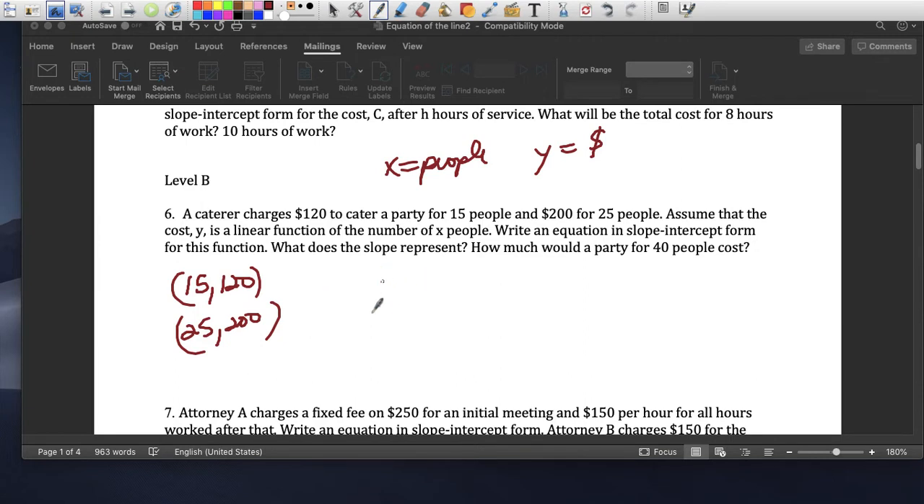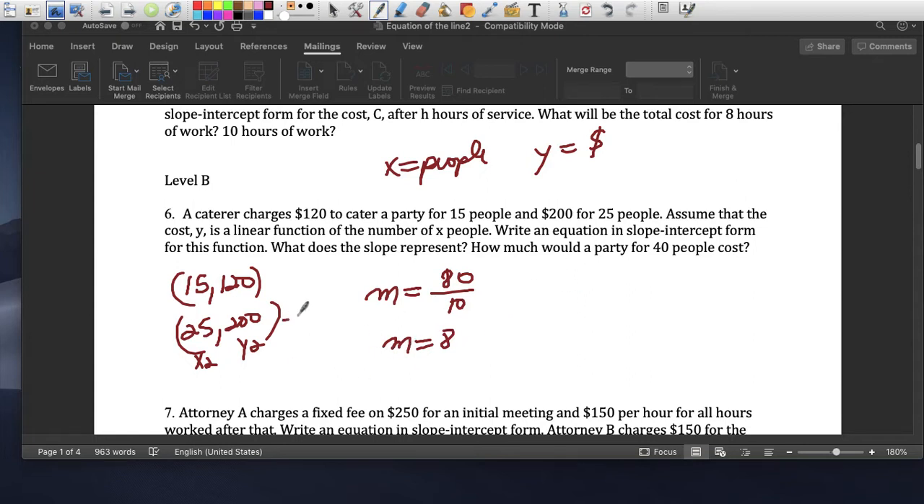So I can't use any of my equations yet because I don't have the slope. So I need to find the slope. I'm going to make this x2. So it's going to be 200 minus 120, which is 80, and 25 minus 15, which is 10. And my slope is going to be 8. So I have 8 as my slope.